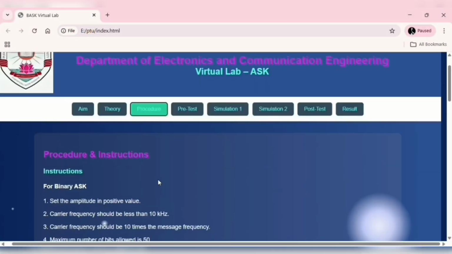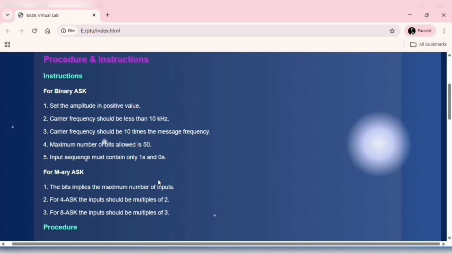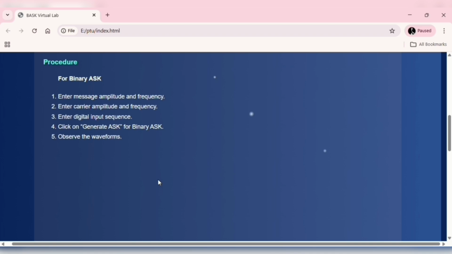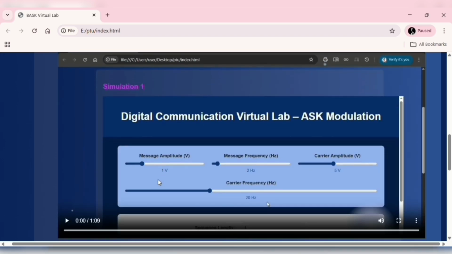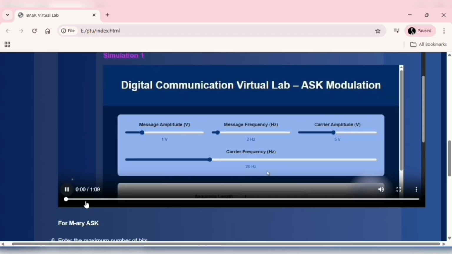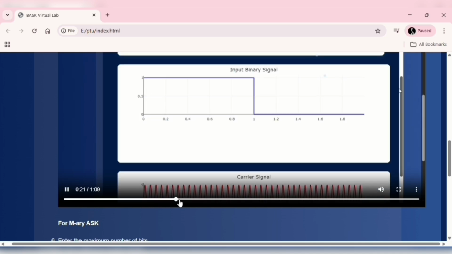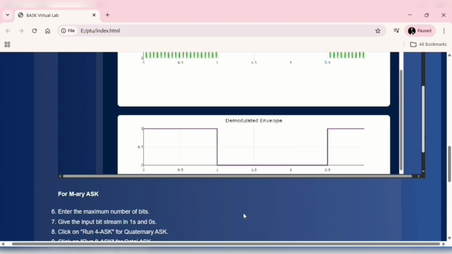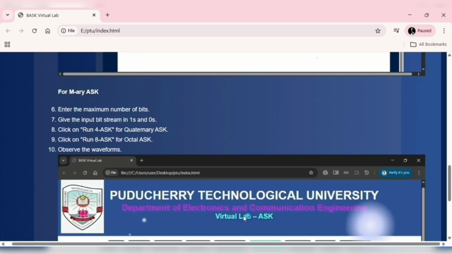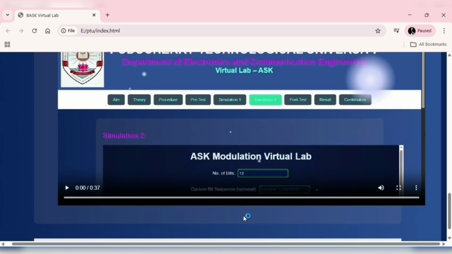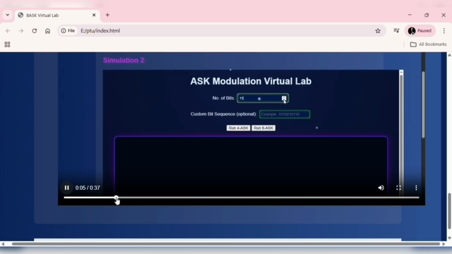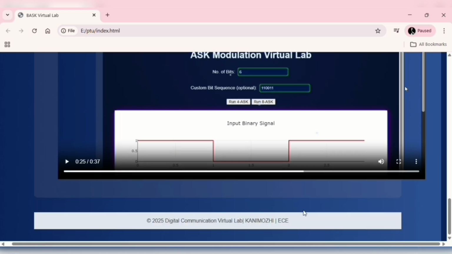As you see, to perform this experiment, the following procedure is to be followed. First, the required parameters such as amplitude, carrier frequency, and input binary sequence are entered into the simulation. Next, the simulation is executed to generate the carrier signal and the ASK modulated signal. Then, the output waveforms are observed to understand how the binary data controls the amplitude of the carrier signal. Finally, the demodulated output is analyzed to verify whether the original input signal is correctly recovered or not.